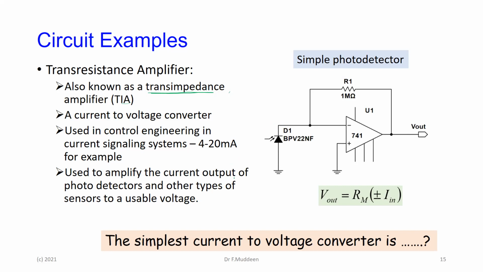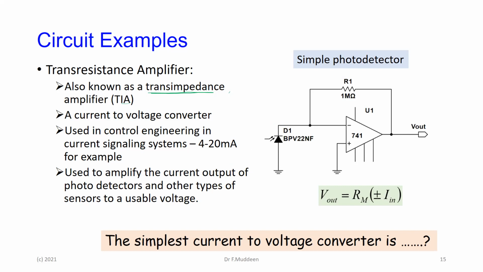Photodetectors typically create current in response to light. So like a photodiode, the output of the photodiode is a current flow instead of a voltage. So the brighter the light on the diode, the more current will flow through it. So you need a way of amplifying the current, and that's where the transresistance amplifier comes in.